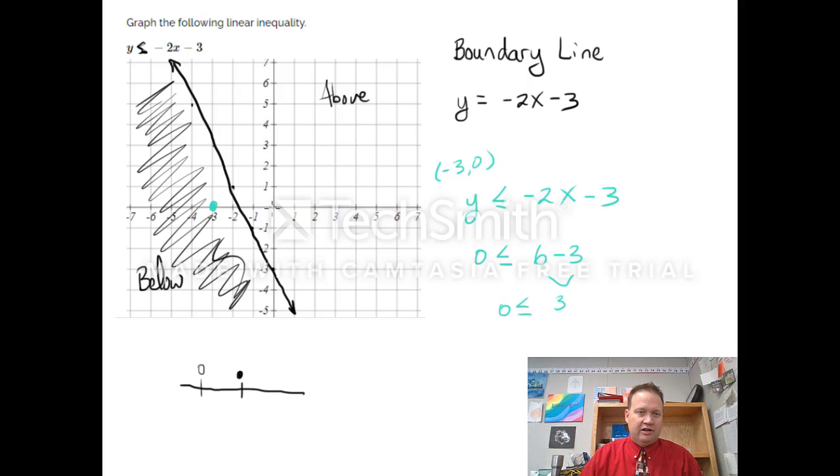And if I chose something out here that's not in the shaded region, like 0, 0, if I put a 0 in place of y, and a 0 in place of all that x stuff and then take away 3, 0 is not less than or equal to negative 3. 0 is bigger than negative 3, so this is false. That's why we don't shade the side that's above. In this case, the inequality said only points below the line are correct. Now, because it's a solid line, all the points on the line are actually solutions as well, because of the equal to idea.